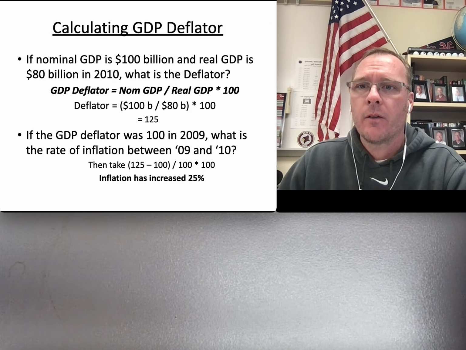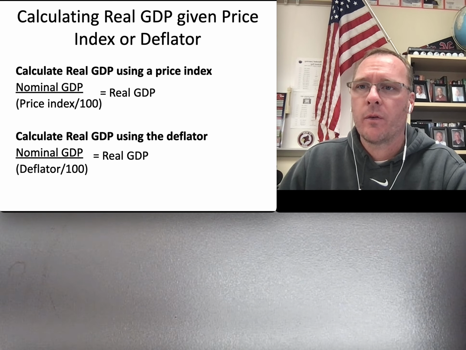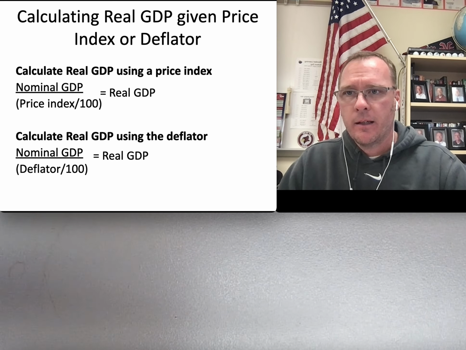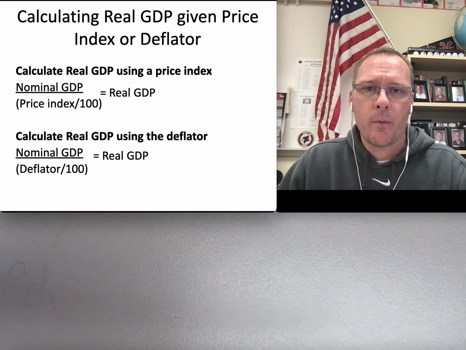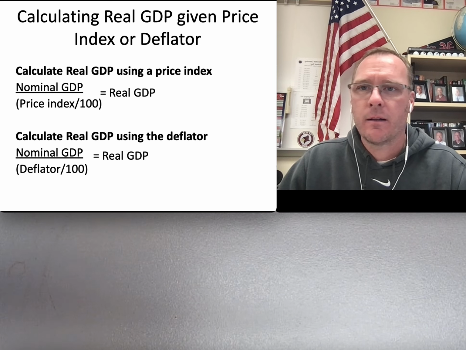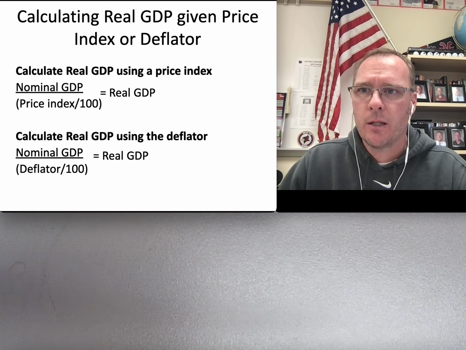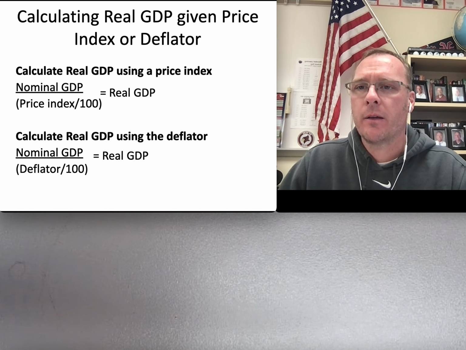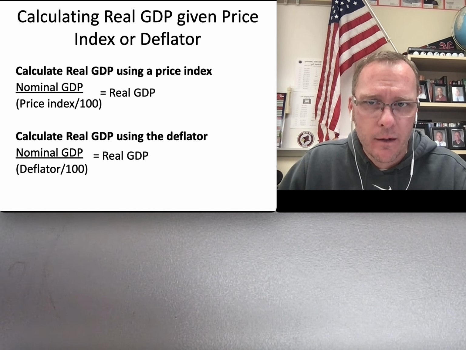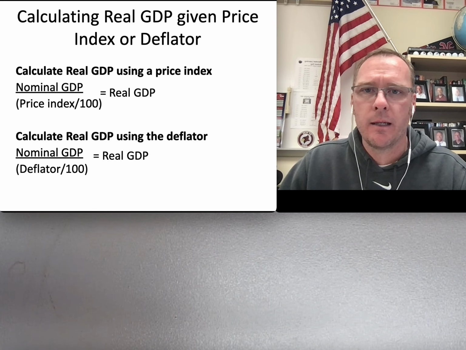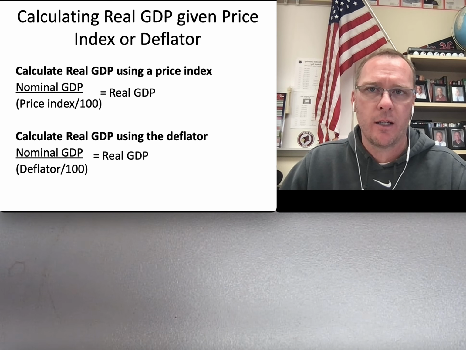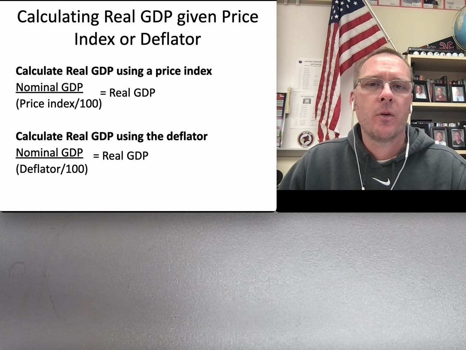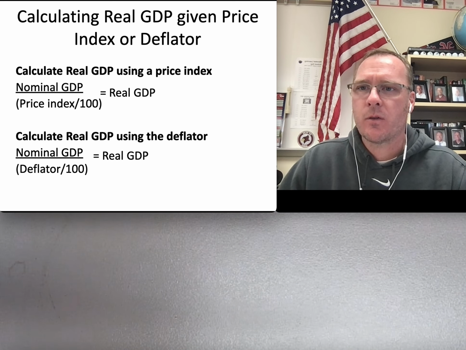Okay, so you still got to get that index here, and then you can still measure that inflation off of that. So let's just skip this one for a second. Calculate the real GDP using a price index. If you do that, you can have the nominal GDP divided by the price index to get the real GDP. If I'm calculating real GDP using the deflator, then I can take nominal GDP divided by the deflator to get the real GDP.